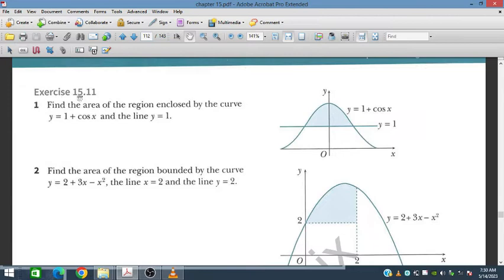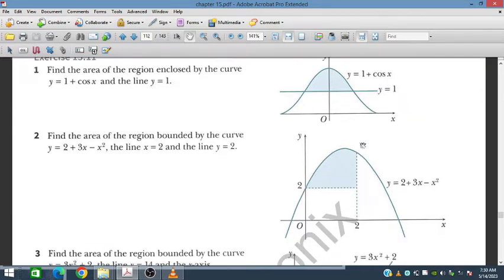So let's start this exercise 15.11. Find the area of the region enclosed by the curve and the line y equal to. So we have to find the area of this region. Secondly, the area of the region bounded by the curve and the lines x is equal to 2 and y is equal to 2. So we have to find this region.